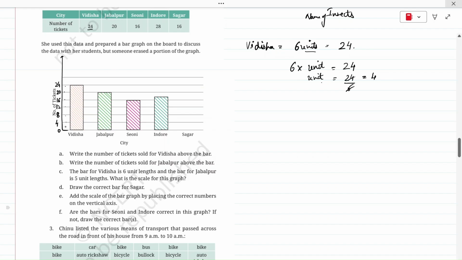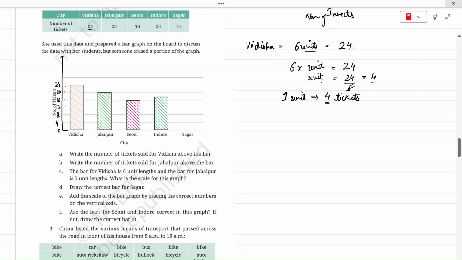Now if I see this chart, this has been plotted after 6 units, after 6 lines: 1, 2, 3, 4, 5, 6. That means this 24 contains 6 units, right? 6 units is 24 here, and the unit is something which we have to find out, which was erased. So 6 into unit is 24 and unit is 24 divided by 6, which will give us 4. So that means 1 unit is taken as 4 here, 4 tickets. Okay, I hope this is clear.